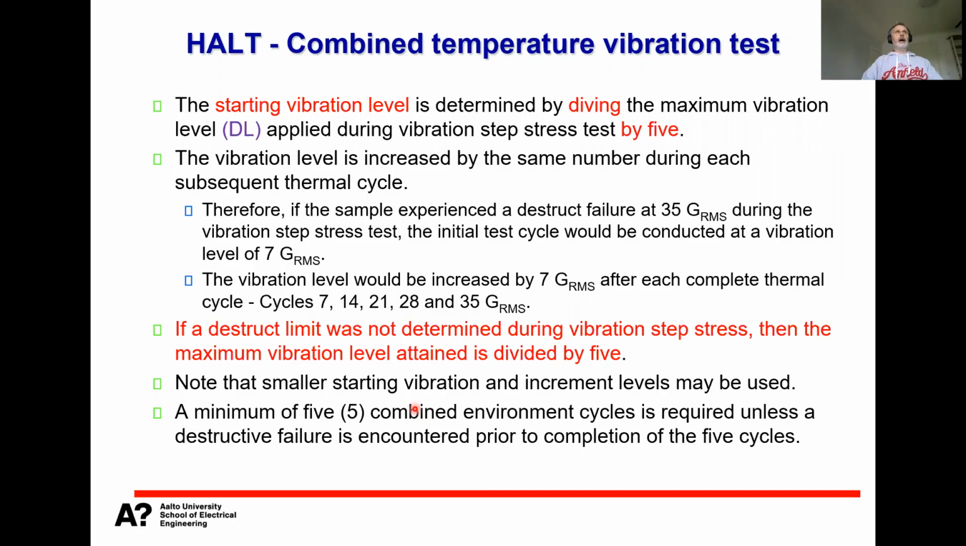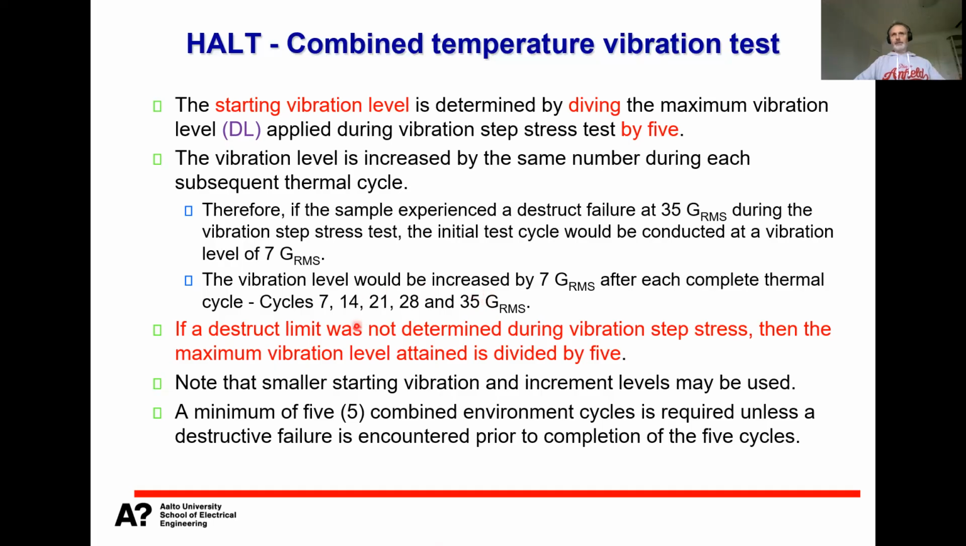So you use the same frequency sweep or random vibration with a certain G value, and you increase it every step. I think this is obvious, but if, for example, the destruction level of your product, which you could achieve in the vibration step test, was 35 Gs, then you divide that by 5, and you end up with 7. So you start from the first cycle with 7 Gs, then for the next ones it's 14, 21, 28, and then finally 35. If your destruction limit was not defined, then you just use the maximum value which you obtained there.